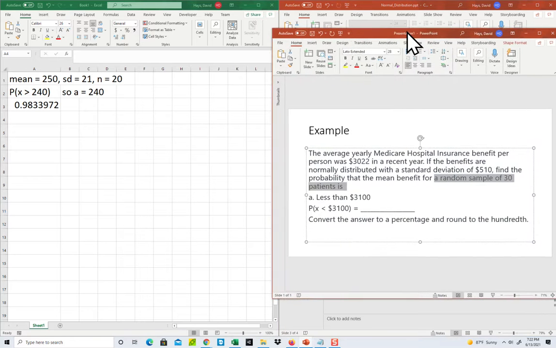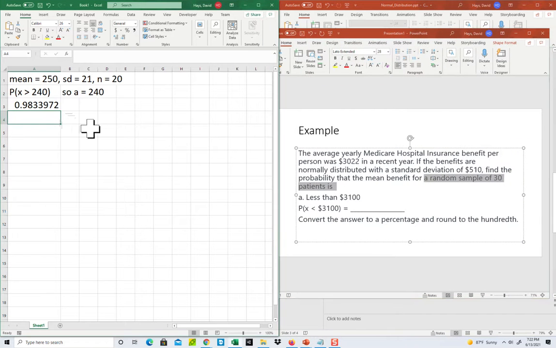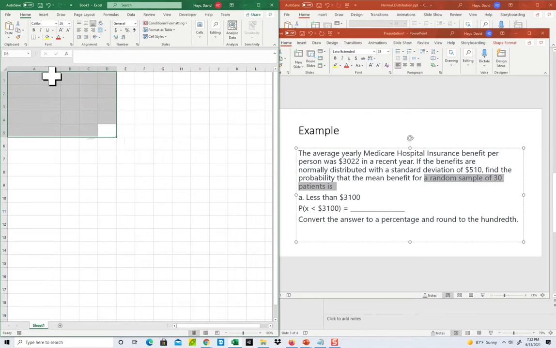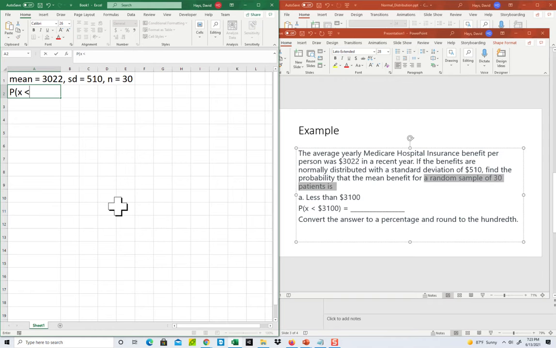So let's write down what's given. Mean is 3022. Standard deviation is 510. N, we're talking about 30 patients, so N is 30. And we're looking at X is less than 3,100.